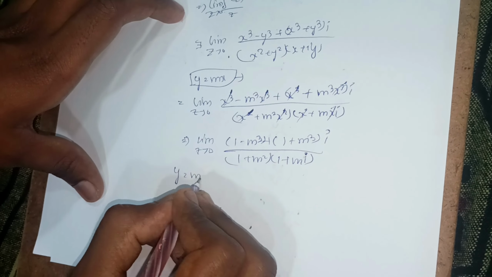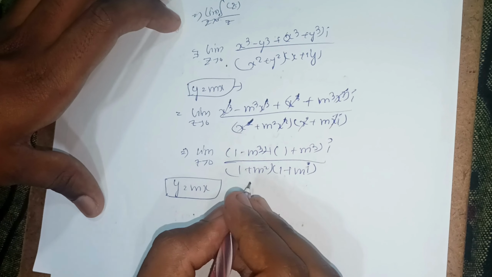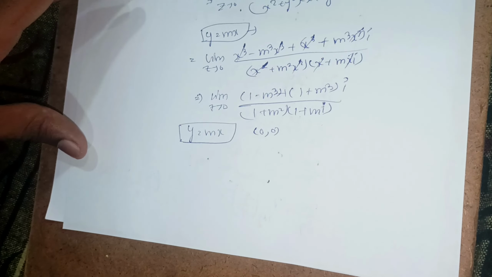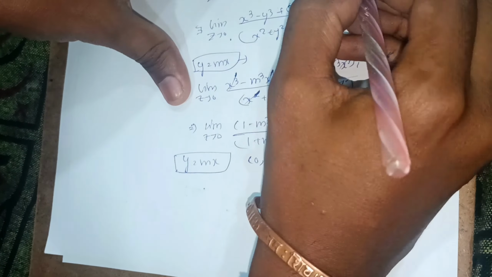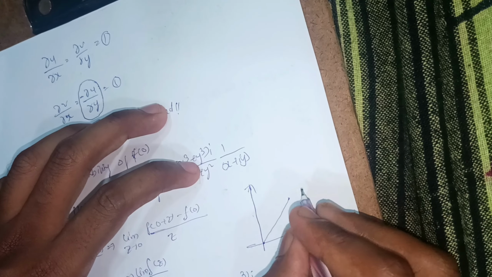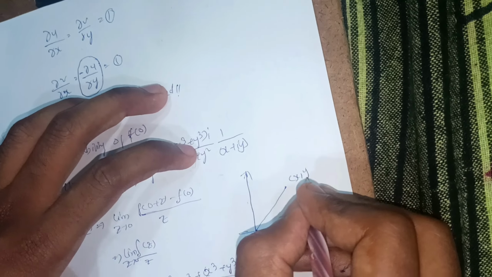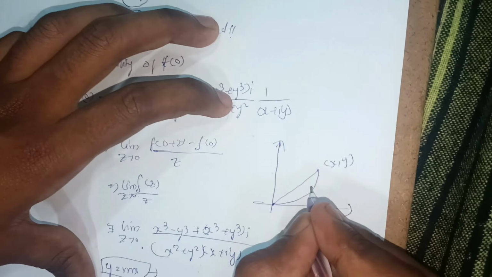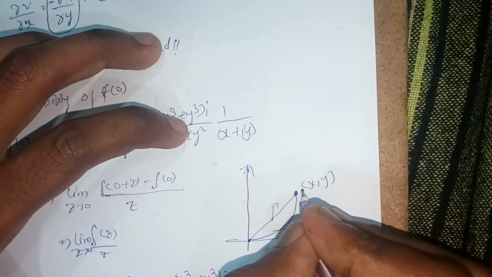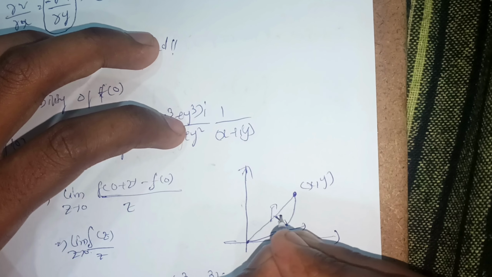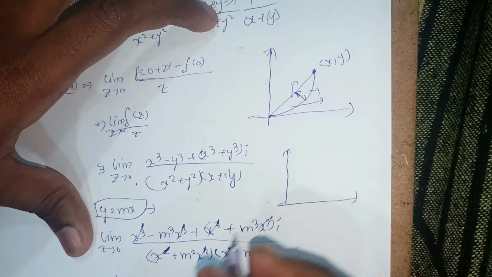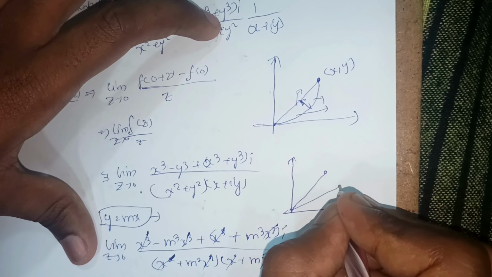So for y equal to mx, we check at the point 0,0 whether it is differentiable. Here is a concept for differentiability, so you must understand it to solve the problem correctly. Let the destination be (x, y). If you go in this way or in this way and the destination is the same, it is differentiable. But if you go in two different ways with two different destinations, it is not differentiable.